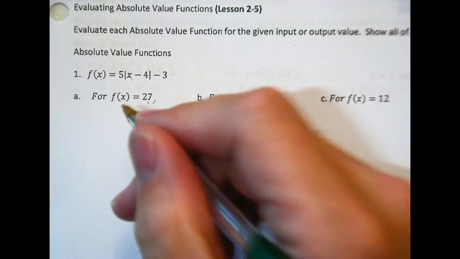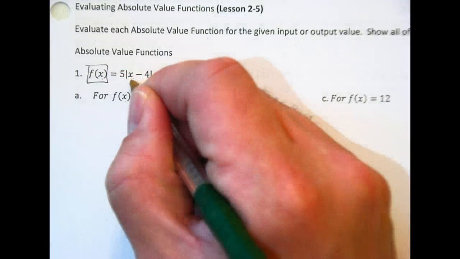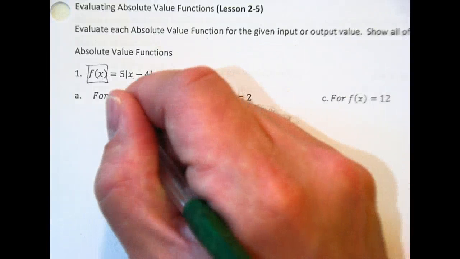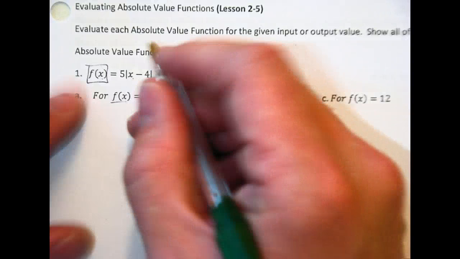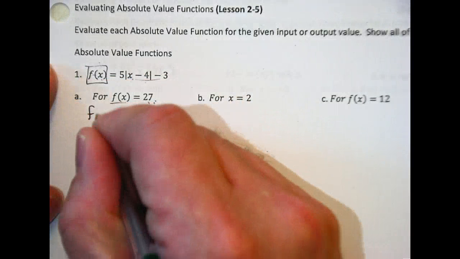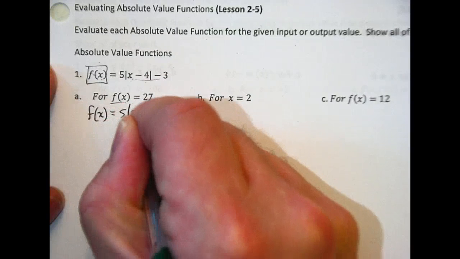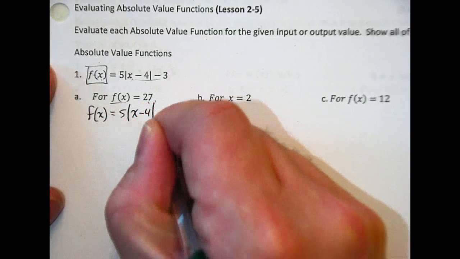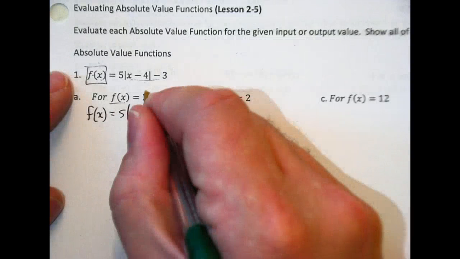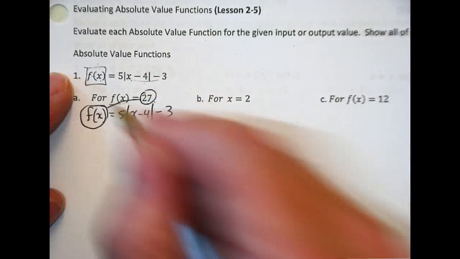So should we put the 27 in for the f of x or for the x? Yeah, for the f of x. It says f of x equals 27. So I'm going to take this function right here, f of x equals 5 times absolute value of x minus 4, all minus 3, and plug that 27 in for the f of x value. It's going to go in right there.